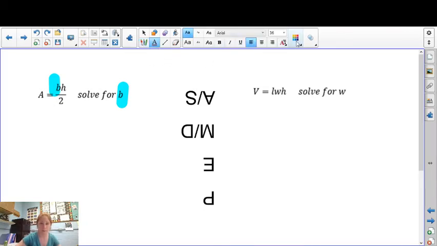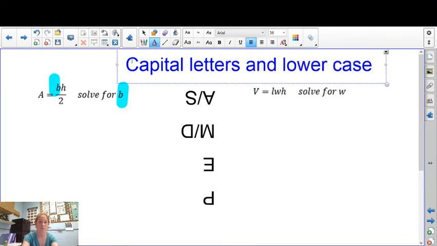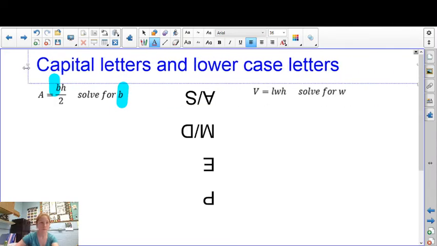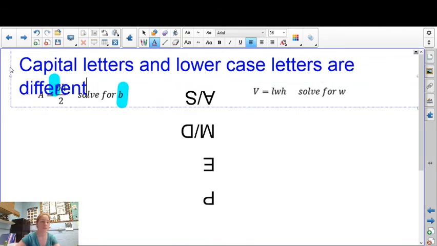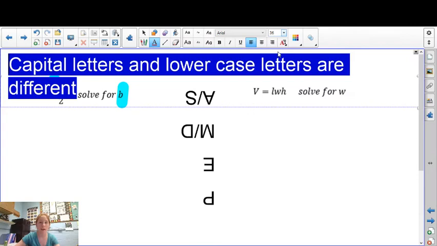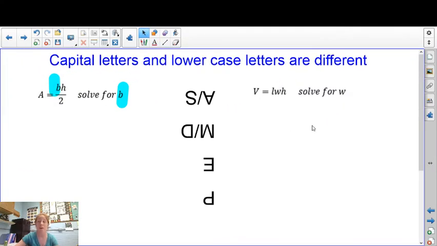Something I want to make note of because I believe it's in your homework. Capitals and lowercase are different. So for example, if you had a big A and a little a, or you had a big B and a little b, or some kind of letter combination where you've got a capital and a lowercase of the same letter, they are different. You don't get to combine them. So I want to make that note.